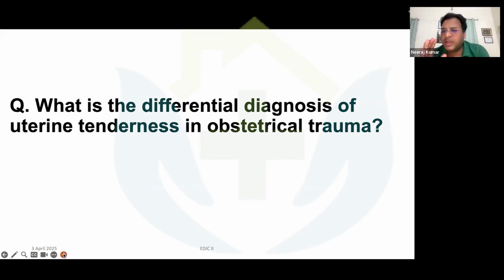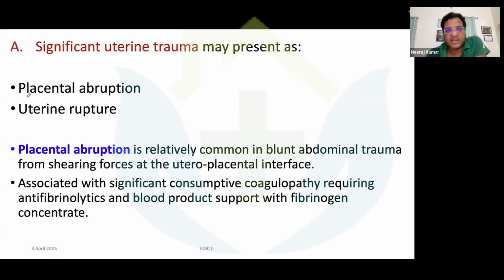Now coming to another important aspect: what will be the differential diagnosis of uterine tenderness if an obstetrical patient comes in with trauma? The differential diagnosis may be placental abruption or uterine rupture. Placental abruption is very common, especially in blunt trauma abdomen, because of the shearing force at the uteroplacental interface. The patient will present with a significant consumption coagulopathy, for which the patient needs tranexamic acid, some blood products, and fibrinogen concentrates as well.